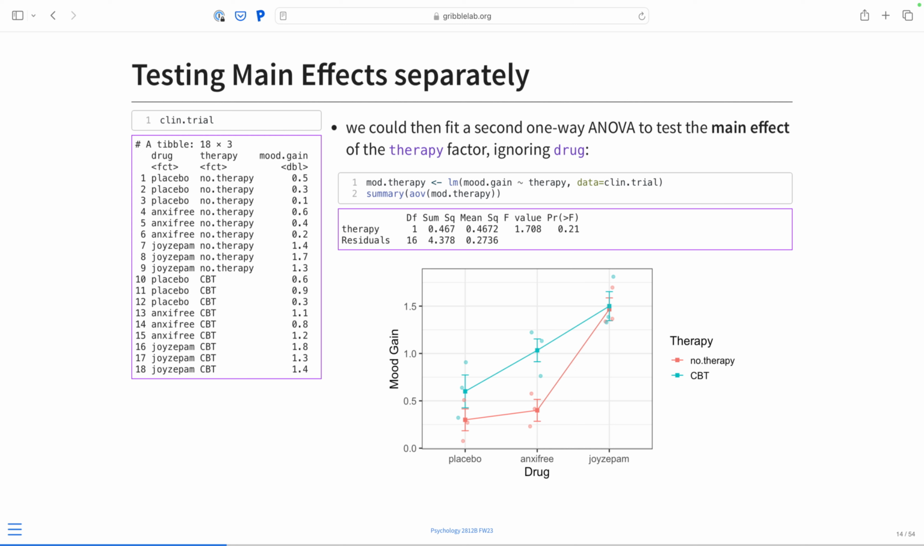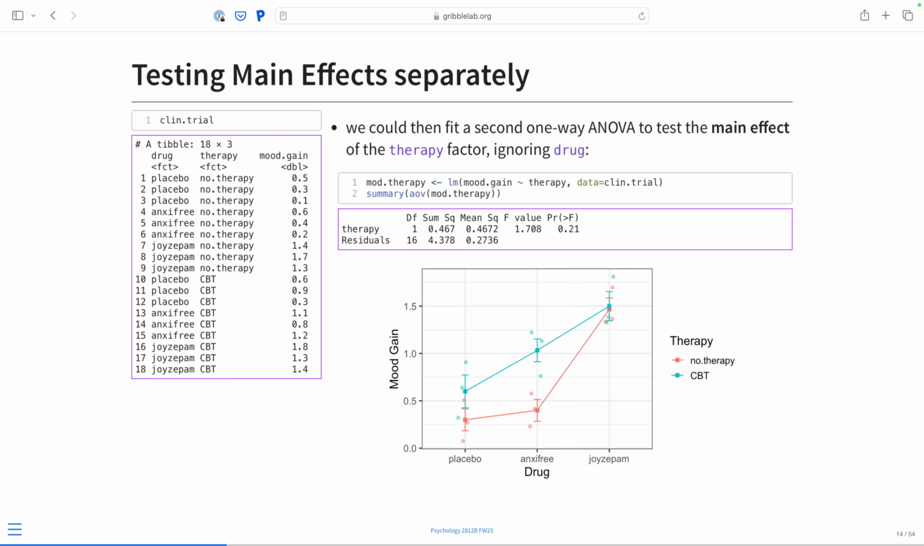What about the main effect of therapy, ignoring drug? Well, we could make a new linear model. Mood gain varies with just therapy and include all the data across all drugs. And now we get a much smaller F, and we don't get a significant result. So the p-value is not lower than 0.05. So according to this model, therapy does not have an effect on mood gain.